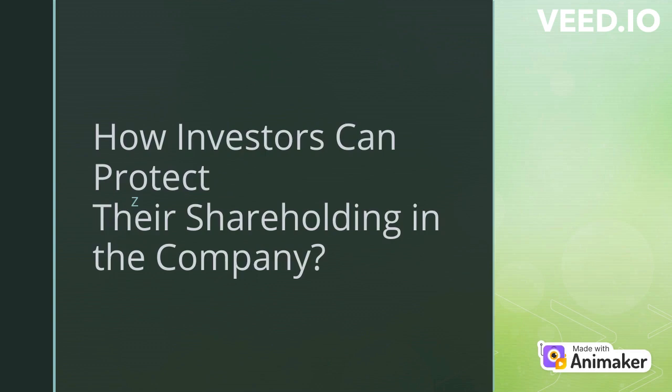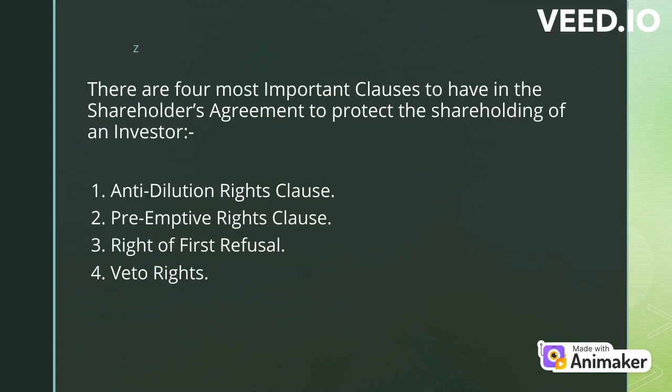In this video, we will discuss the 4 essential clauses that every investor should negotiate to protect their investment and shareholding in the company. There are 4 most important clauses to have in the shareholders' agreement to protect the shareholding of an investor. 1. Anti-Dilution Rights Clause. 2. Preemptive Rights Clause. 3. Right of First Refusal. 4. Veto Rights. Now we will discuss each one of them in brief.